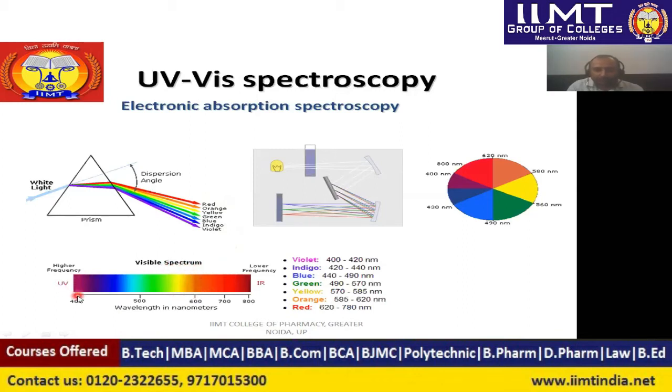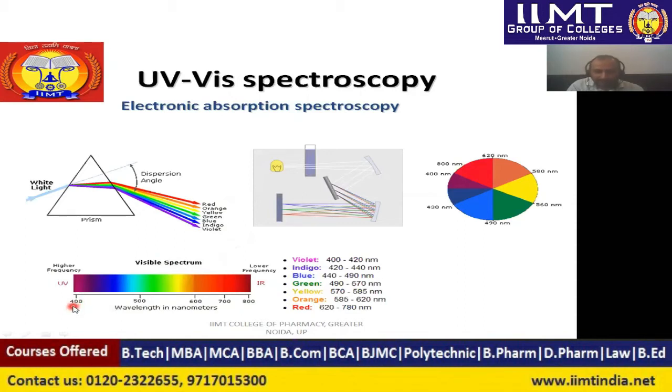Now you can see in this diagram that this is the 400 starting range, 400 nanometer the wavelength, and this is the highest range, that is 800 nanometer. So this is the frequency and this is the lower frequency. So do not confuse the wavelength with the frequency. I am basically defining here the wavelength.